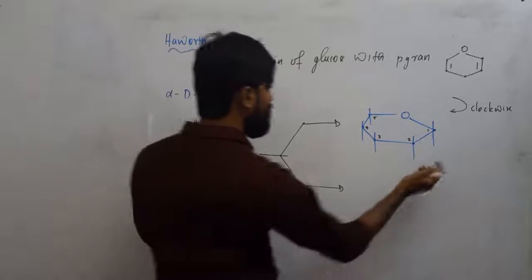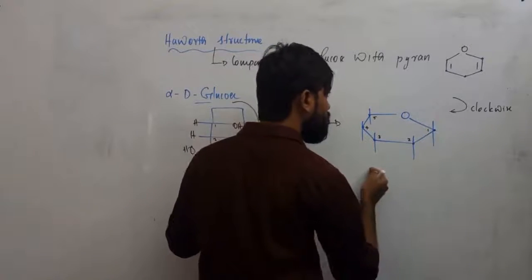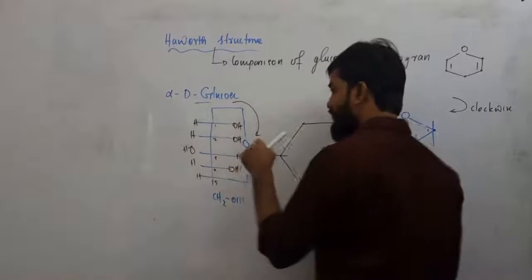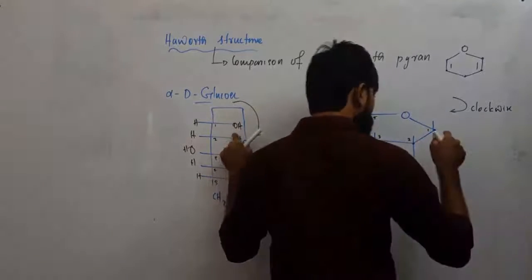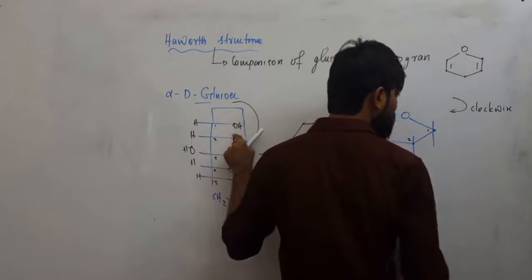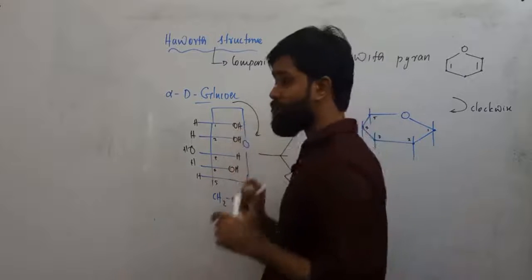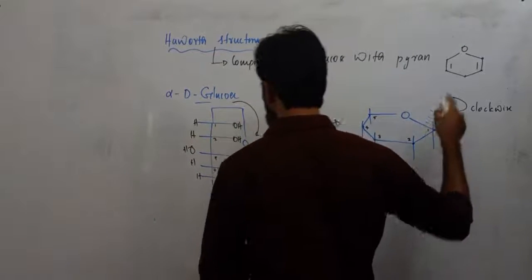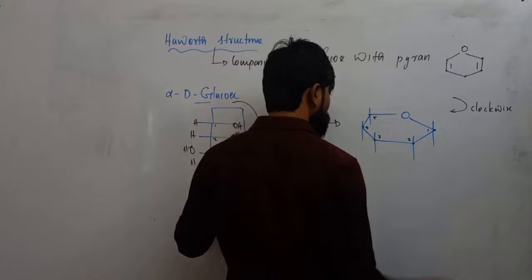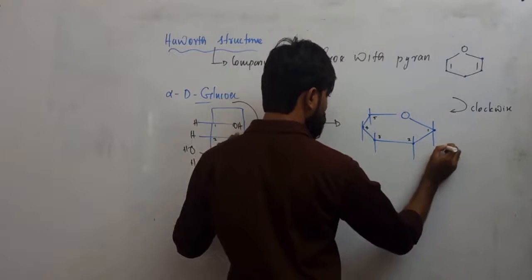So you place that valencies on the bottom side. Valencies which correspond to the right side will be on the bottom side if the direction of numbering is clockwise. So first carbon OH on the bottom side, because that's alpha D glucose.